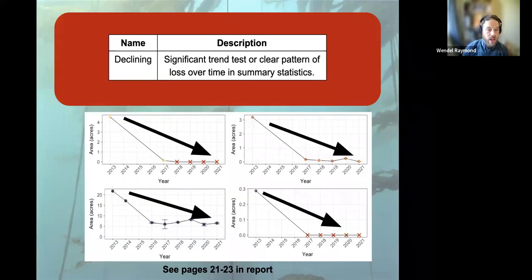Next is declining. We define this as a significant trend test or a clear pattern of loss over the time period of interest in the summary statistics. In these four plots here, there was some amount of kelp early in the time series, but more recently, the amount of kelp has decreased substantially, and in some of these cases has completely disappeared.